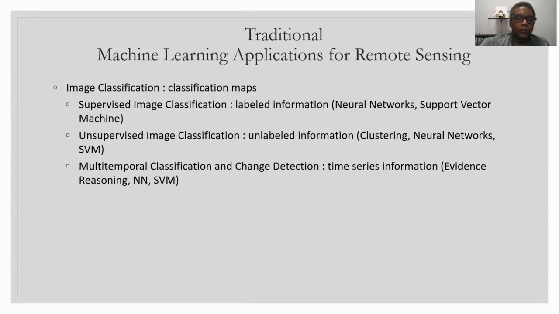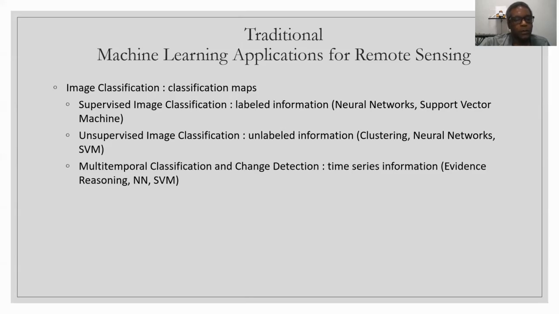Image classification, for classification maps, for example. We can see some subsections of this application, like supervised image classification for labeled information. Some methods used are neural networks and support vector machines. More applications: unsupervised image classification for unlabeled information. Some methods used are clustering and neural information, SVM.